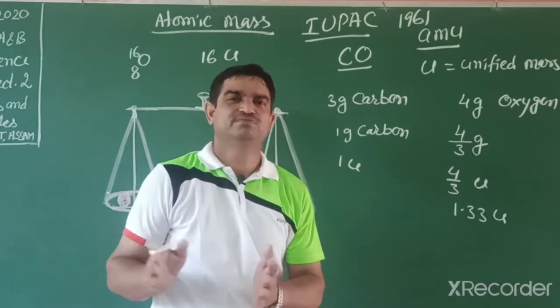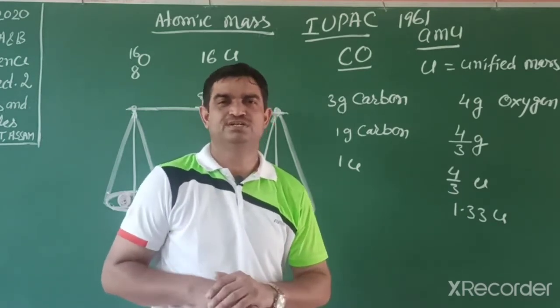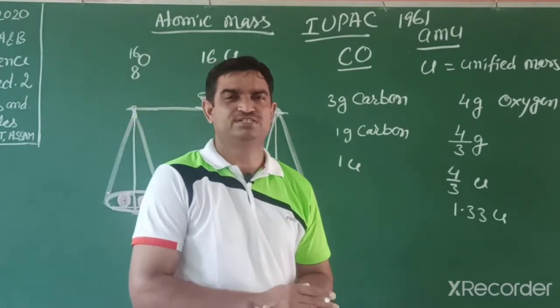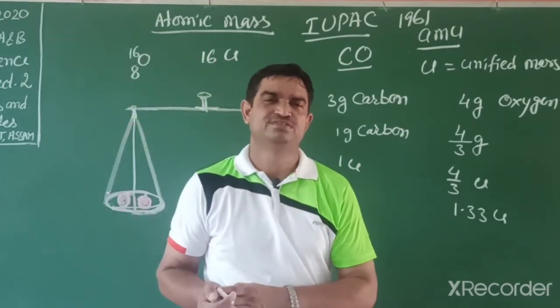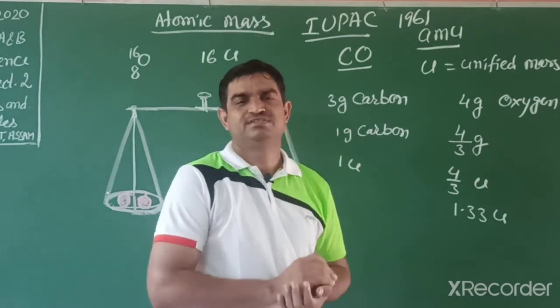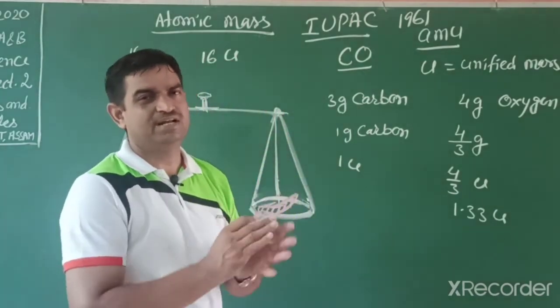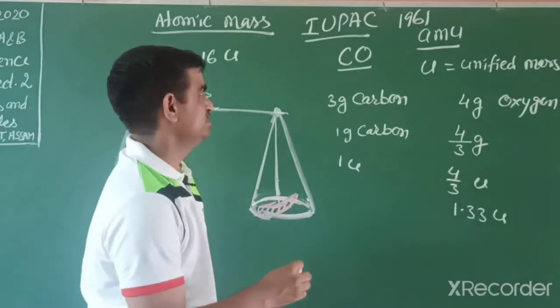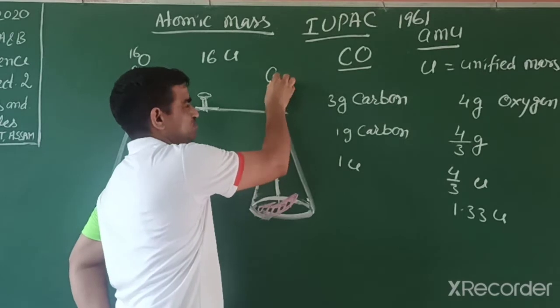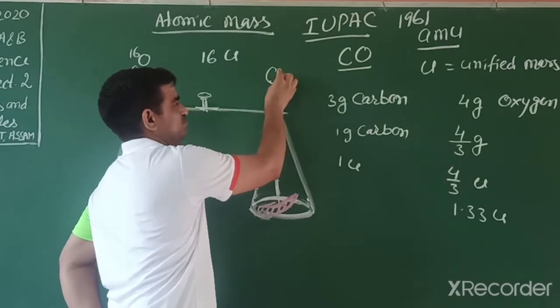So what are the reasons for taking oxygen? Oxygen is a reactive element. It reacts with almost all elements and forms compounds as oxides. So earlier oxygen was taken, but in 1961 a new element was universally accepted, that is carbon. After that, a particular isotope of carbon, the 12 isotope, was accepted.